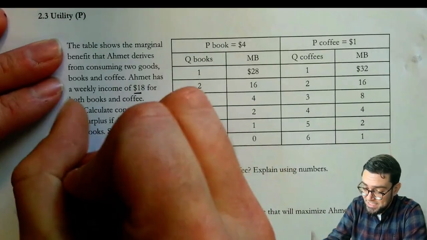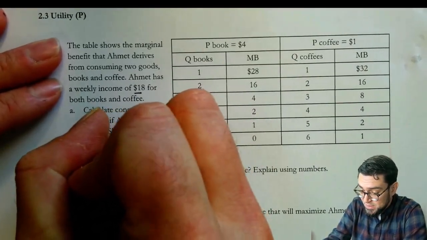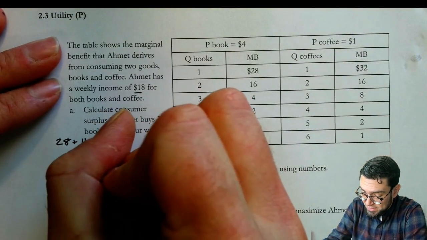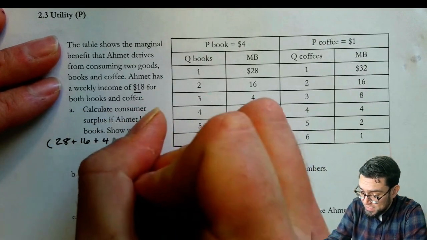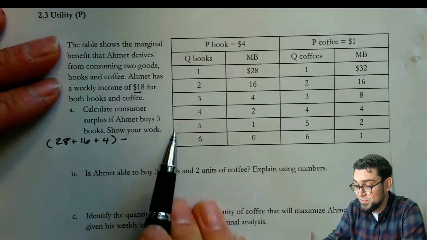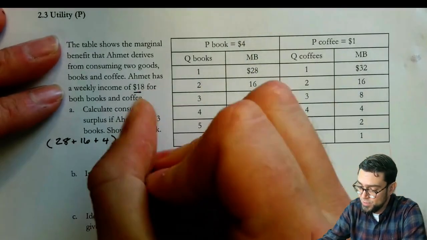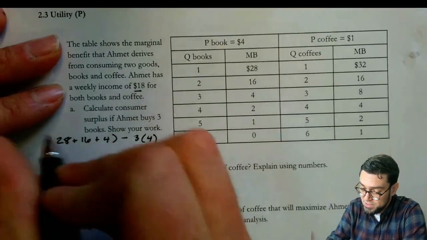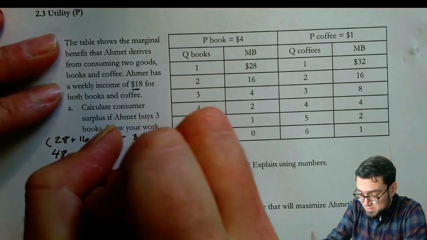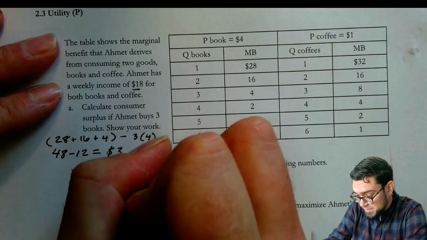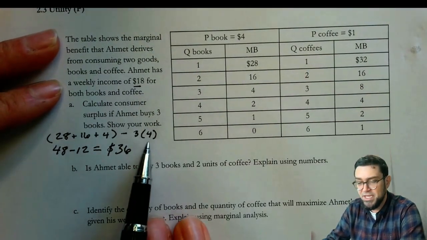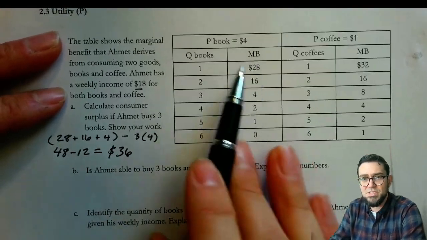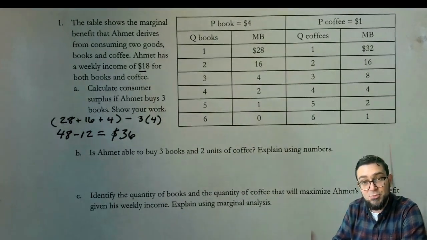So we're going to say he gets 28 from the first, and he gets 16 from the second, and he gets 4 from the third, and then we're going to subtract what he paid for those 3 books. The books are $4, so 3 times 4 is 12, but we're going to sum this to be 48 minus 12 is 36. Usually students forget to subtract here, or they do something wonky with all the adding, but it's not too bad of a problem.